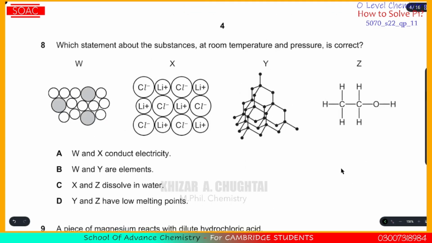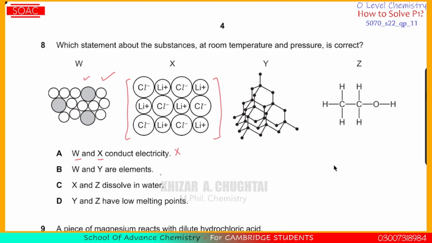Question number 8. Which statement about the substance at room temperature and pressure is correct? W is an alloy. X is an ionic compound, lithium chloride. Y is diamond. And Z is ethanol. Option A: W and X conduct electricity. W, yes, it can conduct electricity, but X in the solid state, according to this diagram, is a solid compound, so it cannot conduct electricity.